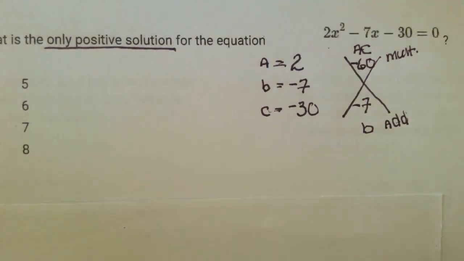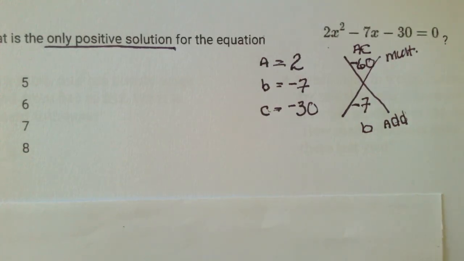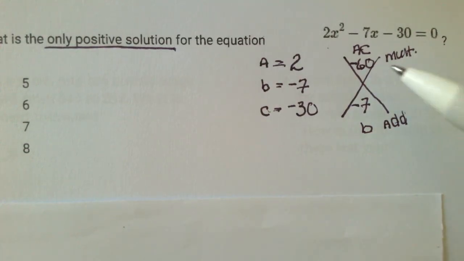Alright. What do you think? So what two numbers multiply will give me negative 60 and add together to give me a negative 7?